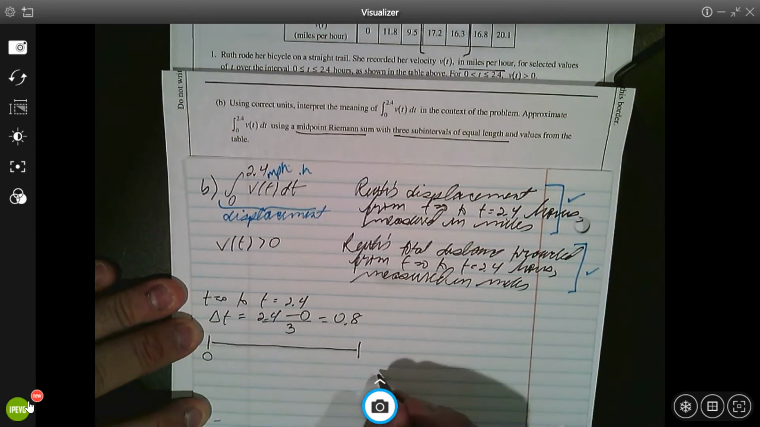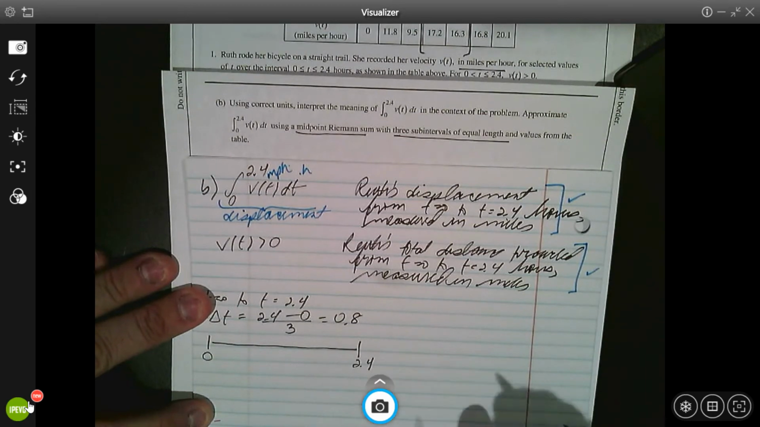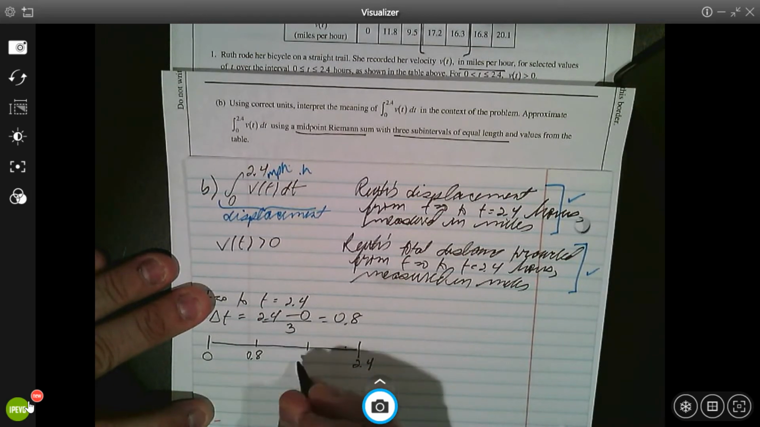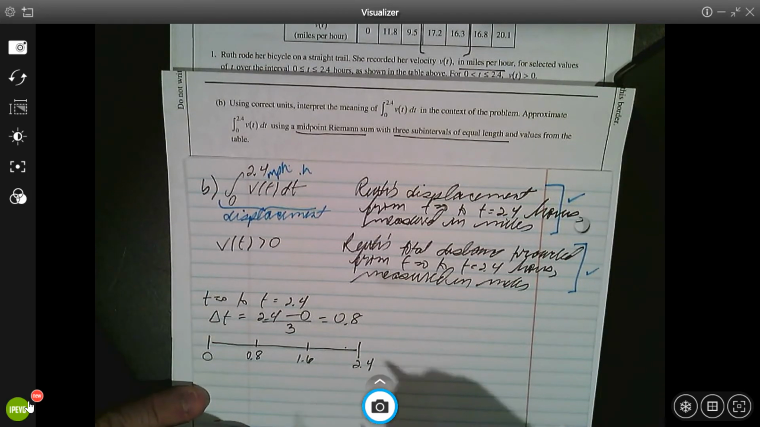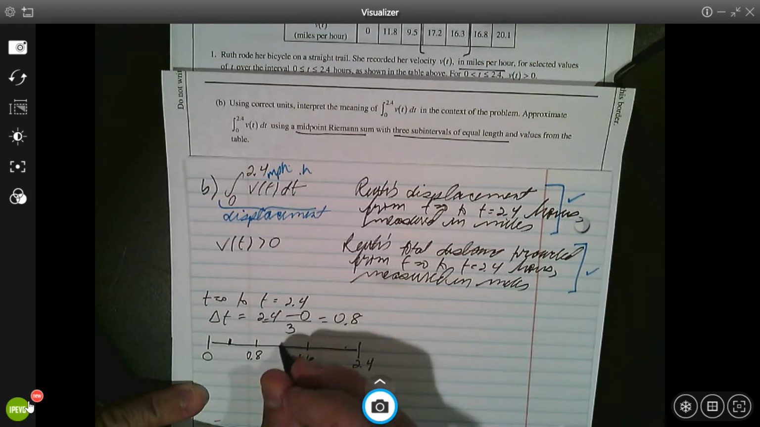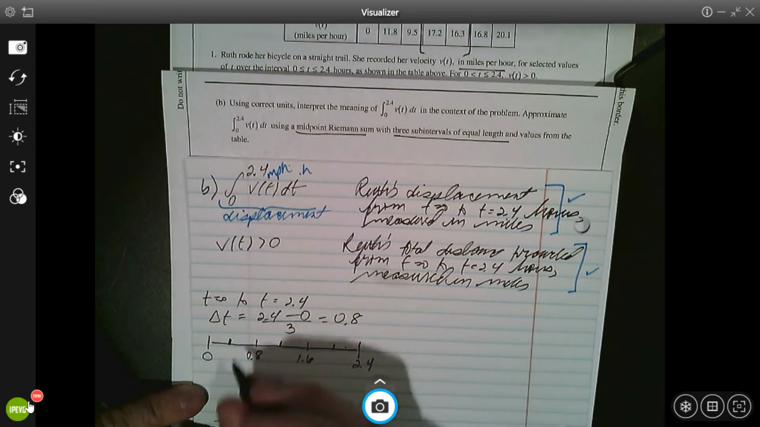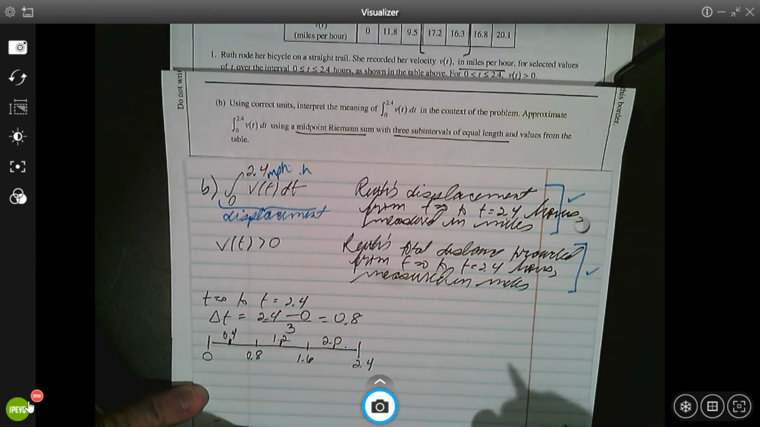So let me do an exaggerated timeline here. We're going from 0 to 2.4 with 1, 2, 3 equal intervals. So 0, 0.8, 1.6, and 2.4 hours. But be careful because you're going to use the midpoint for each of these intervals to determine the height of the rectangle, or the velocity. So we're going to look at time 0.4, time 1.2, and time 2.0.